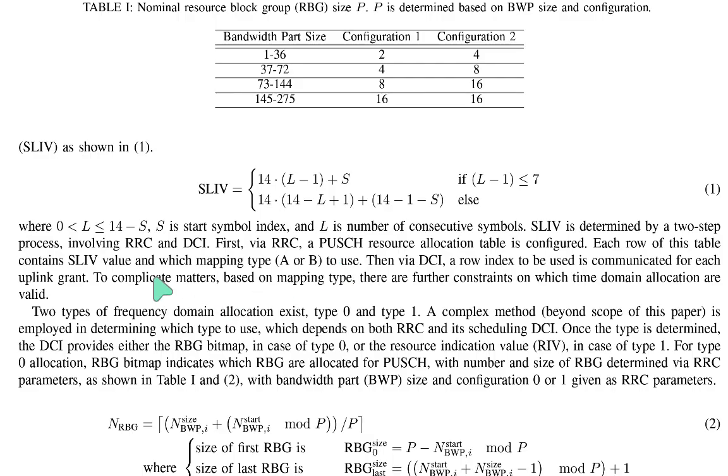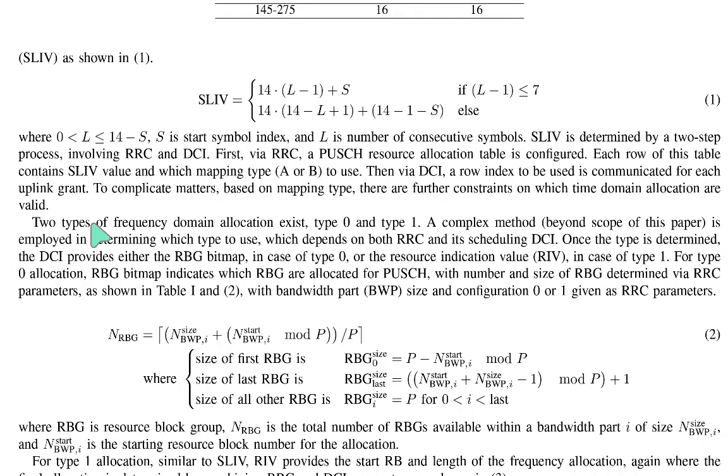To complicate the matters, based on the mapping type, there are further constraints on which time domain allocations are valid. Two types of frequency domain allocation exist, type 0 and type 1, and a complex method beyond the scope of this paper is employed in determining which type to use, which depends on the RRC and the scheduling DCI. Once the type is determined, the DCI provides either the RBG bitmap in the case of type 0, or the resource indication value, RIV, in the case of type 1.